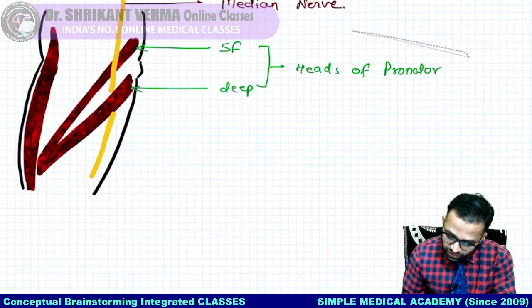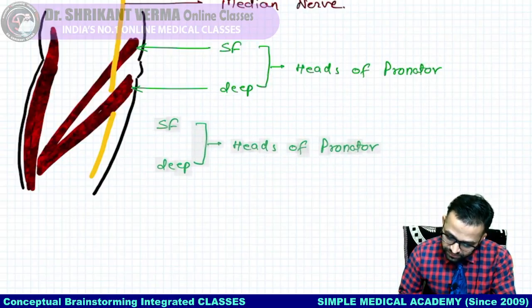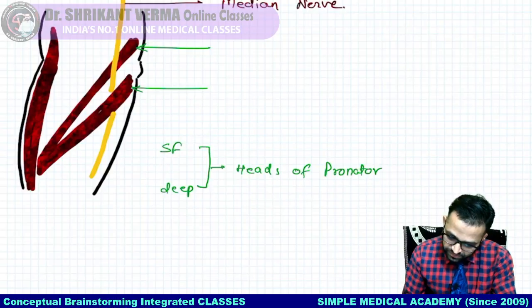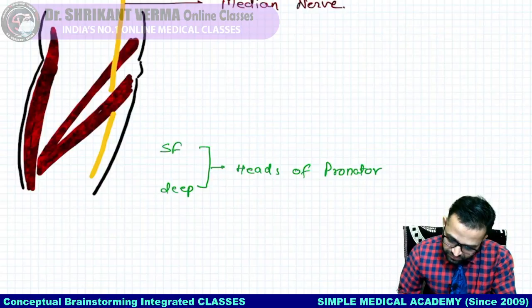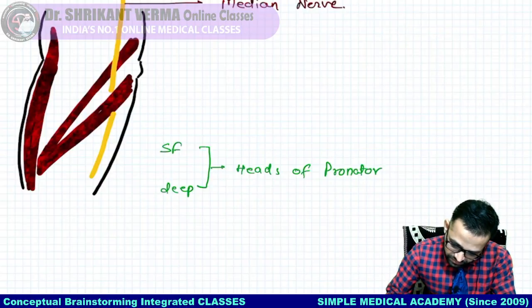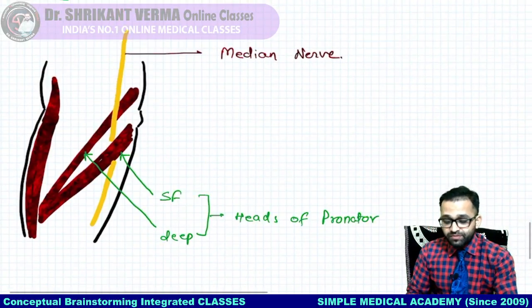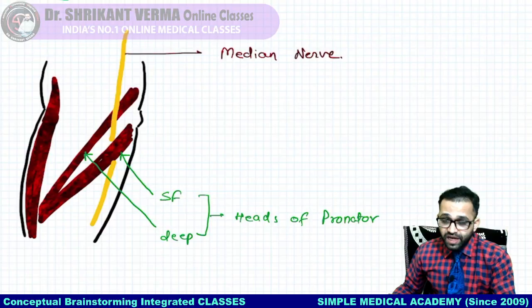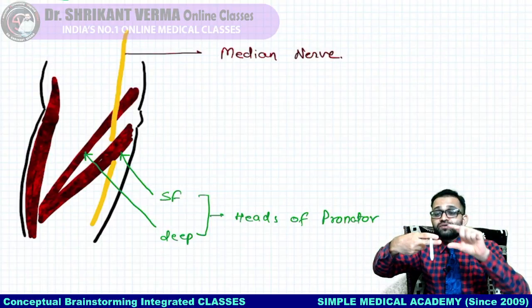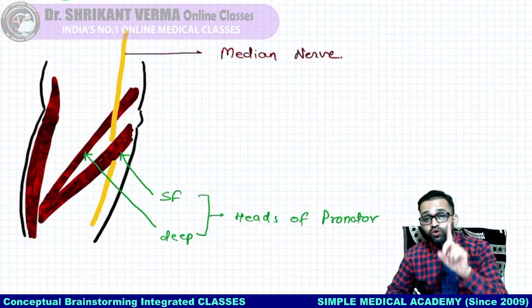Okay sir, just draw the diagram with me. So you can see the two heads. Here is our superficial head, while this another one is suppose deep head. So median nerve is passing between two heads of the pronator teres. Remember, median nerve compression between the two heads of the pronator teres is known as pronator teres syndrome.